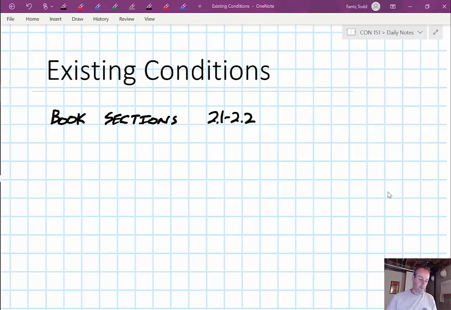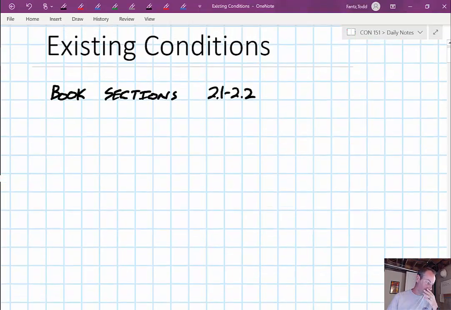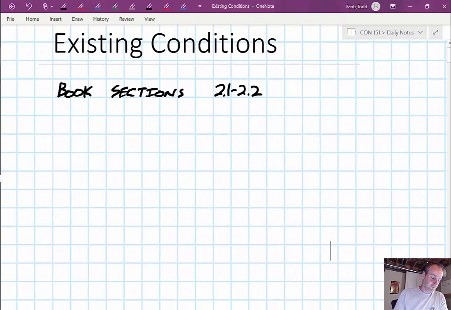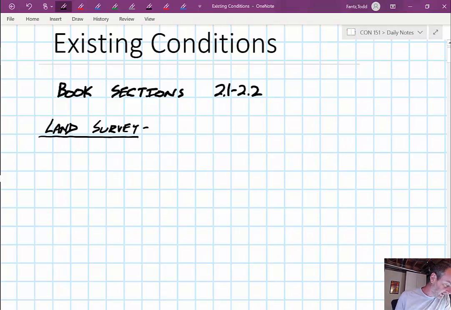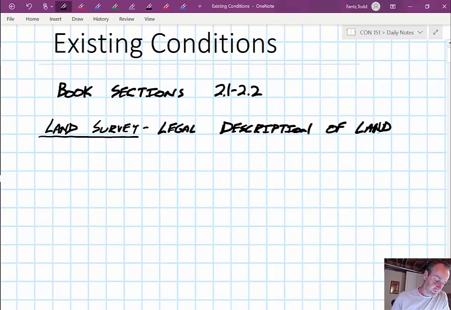So with that in mind, let's start by looking at land surveys and a little bit about different methods and what that looks like. The first thing we should do is define what we mean by a land survey. A land survey is basically going to be the legal description of our property, and this will be spelled out typically within the project manual from what we talked about last time.